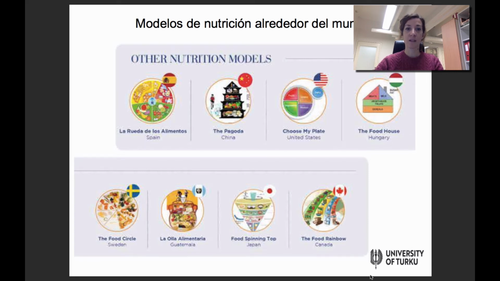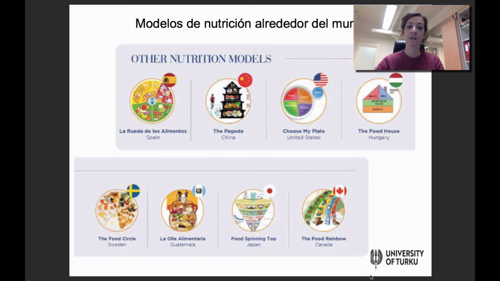So here are some examples of nutritional models around the world. As you can see, they look very different. There is not one unique nutritional model for all countries, and they are also quite in line with some cultural aspects of different countries. For example, in China, we have a nutritional model which is shaped like a pagoda, which is a common architectural element in China. Or, for example, some nutritional models take into account physical activity as well.